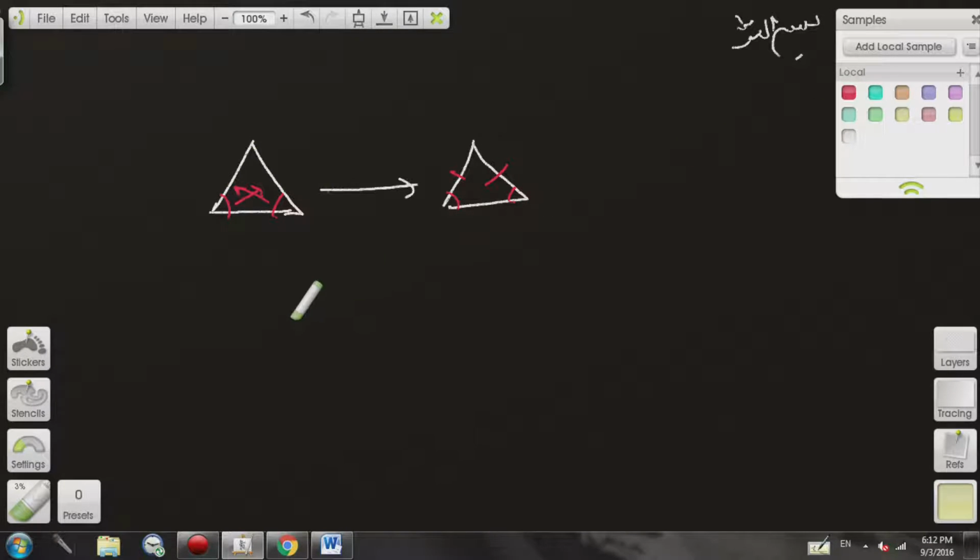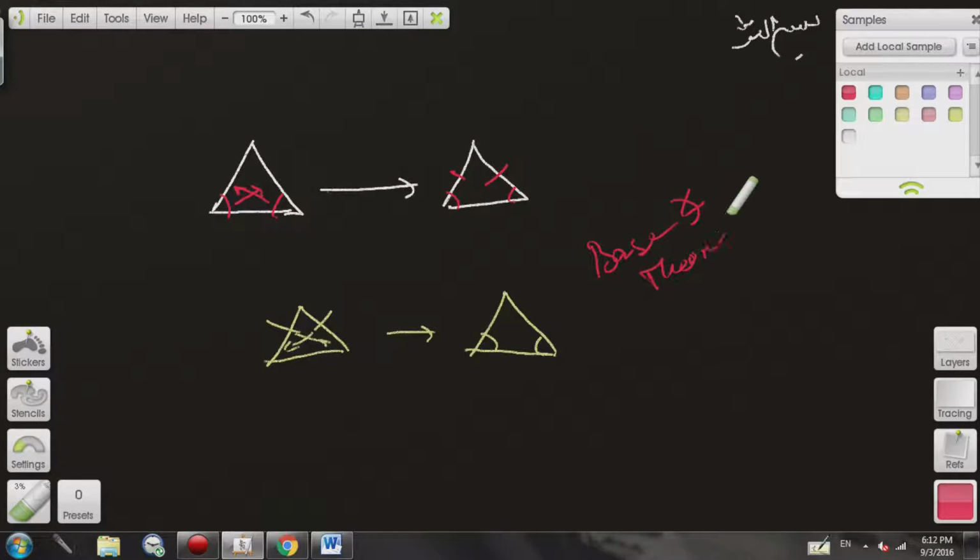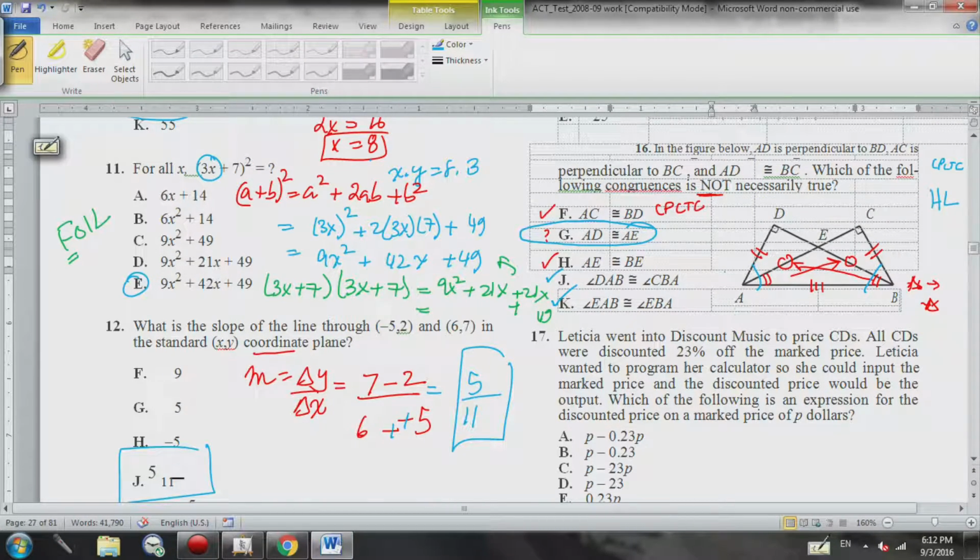And the converse of that is if the sides of a triangle are congruent, if you have an isosceles triangle, then the angles opposite them are congruent. So this is the base angle theorem. Gotta know. That's this question that I like very much. It's a good question, I thought.